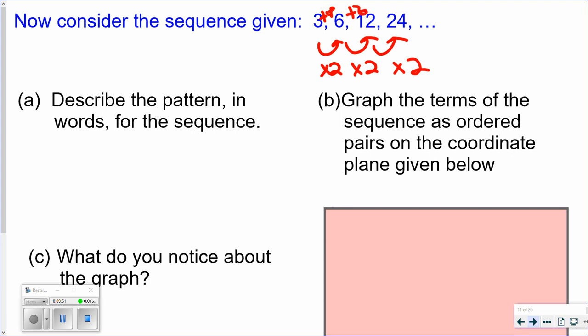And for an arithmetic sequence, it's always a common difference. You're adding the same number every time, right? So that means that's not arithmetic. I'm multiplying by 2 here.